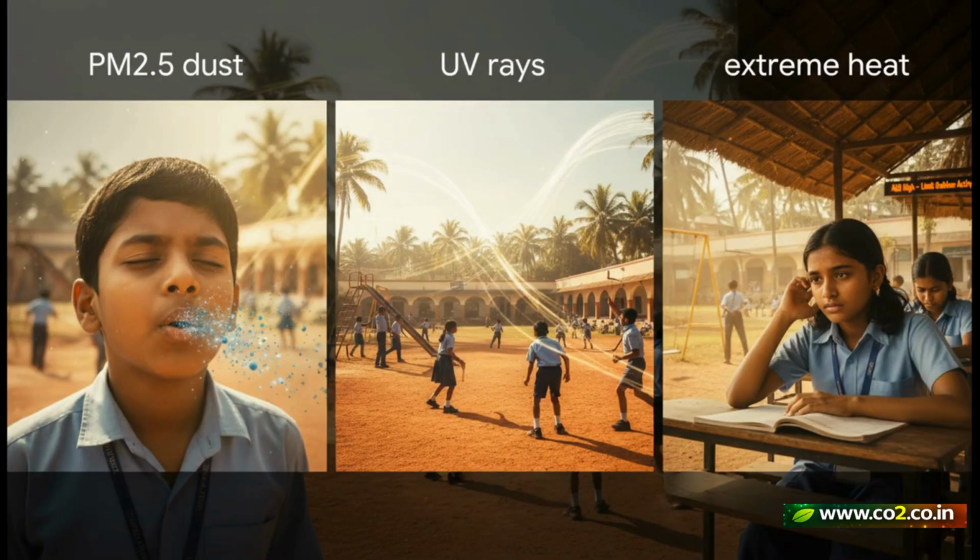Yeah, these aren't just little annoyances. We're talking about real daily risks: tiny PM 2.5 dust particles that can affect your breathing, invisible UV rays that have long-term health effects, and of course, extreme heat that can just zap your energy and make it impossible to concentrate. These are all happening right there on school grounds.